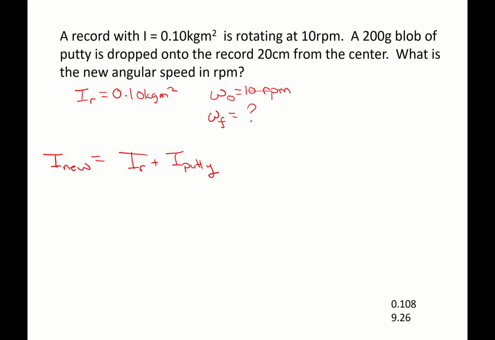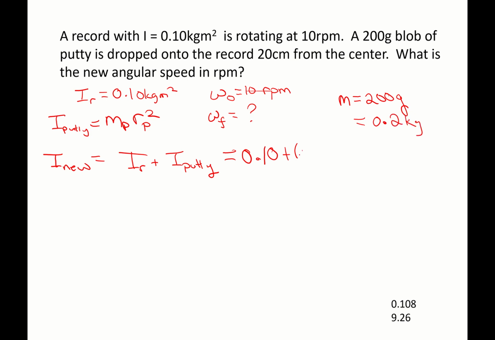And what's the moment of inertia for the putty? Well, the moment of inertia for the putty is going to be the mass of the putty times r squared. Remember, that's our equation for the moment of inertia. So we're just going to do a plug and chug. So moment of inertia for just the record is 0.10. The moment of inertia for the putty is going to be m r squared. So m for the putty is 200 grams, and I need to put that into kilograms. So I divide by 1,000. So it's going to be 0.2 kilograms.